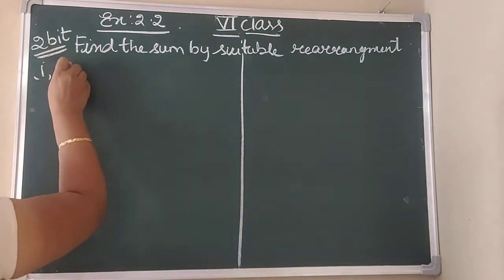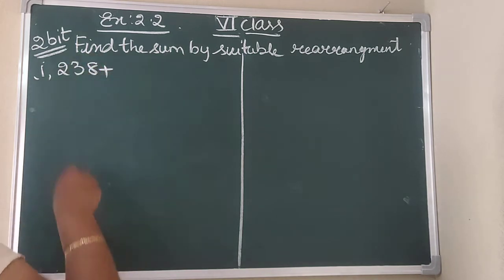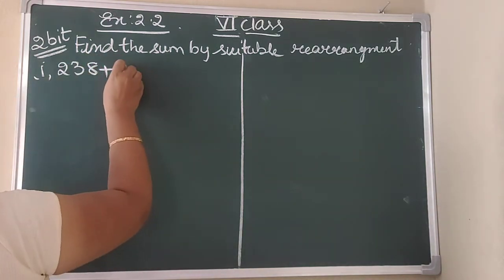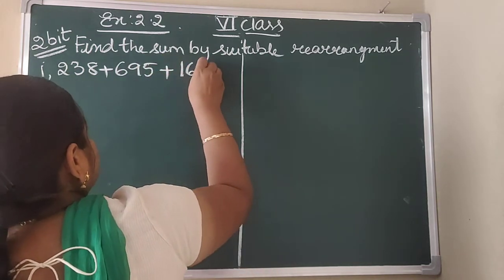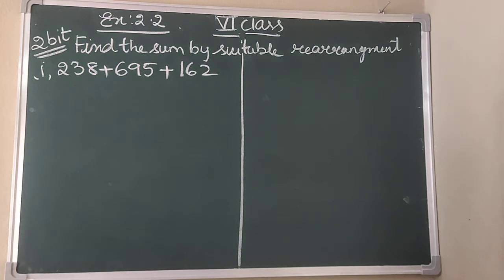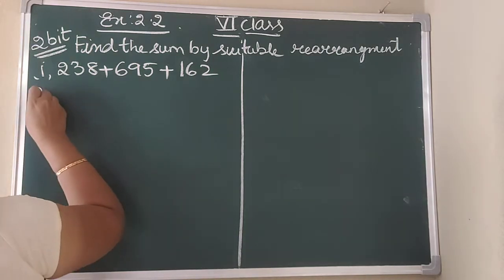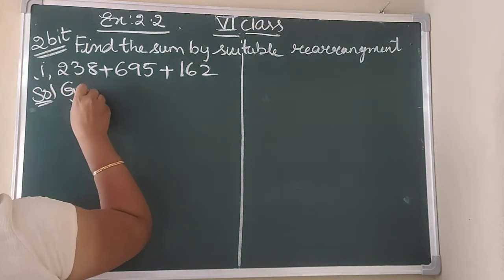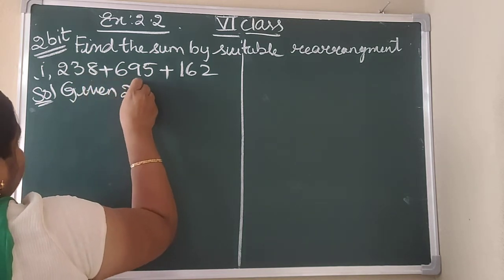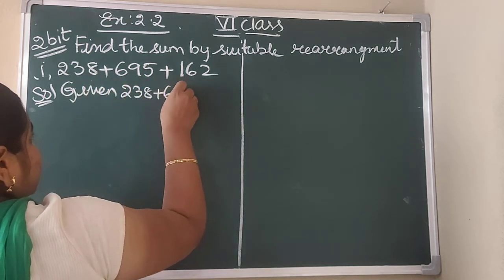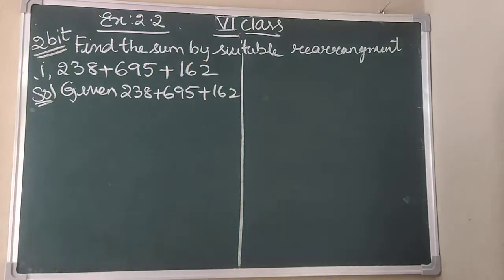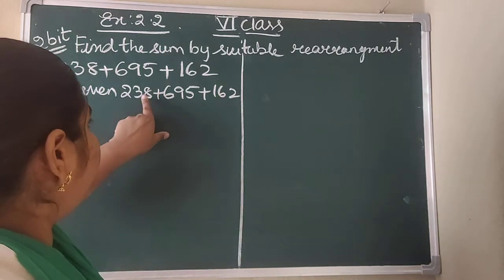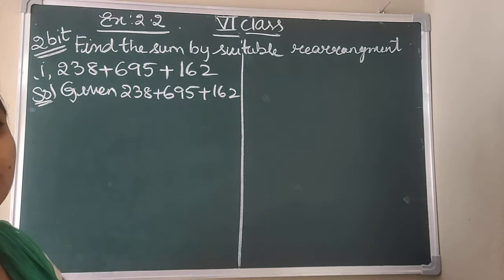The first one is 238 plus 695 plus 162. We have to rearrange for solving this. How to rearrange, we will see. Given 238 plus 695 plus 162, we have to rearrange in such a way that if we add any two units places, the sum should become 0.